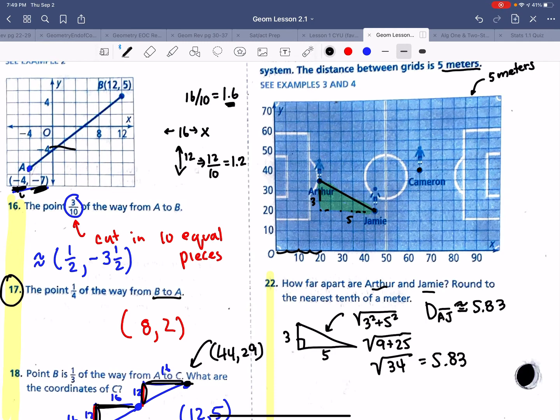So that's how far. It says round to the nearest tenth, so I'm going to say 5.8 meters. But hold on a minute. This isn't actually 3. Each block is 5, so I need to multiply that by 5 because each distance is 5. So I'll take my answer and multiply by 5, and I get 29.2 meters.